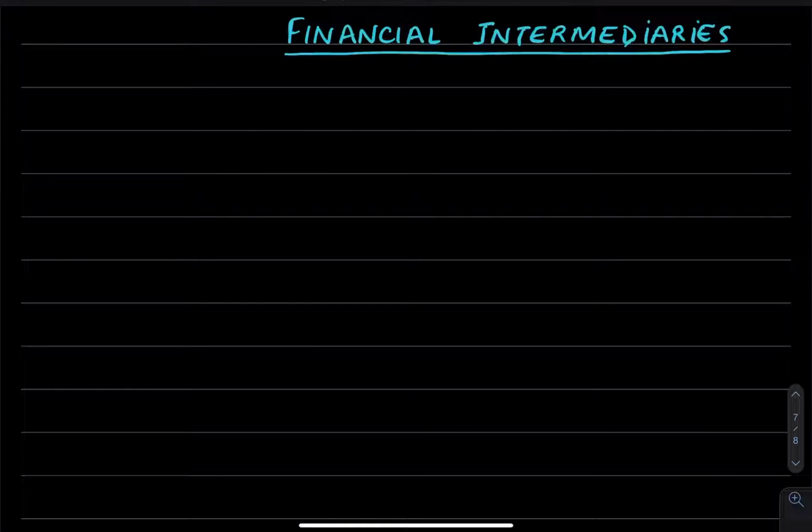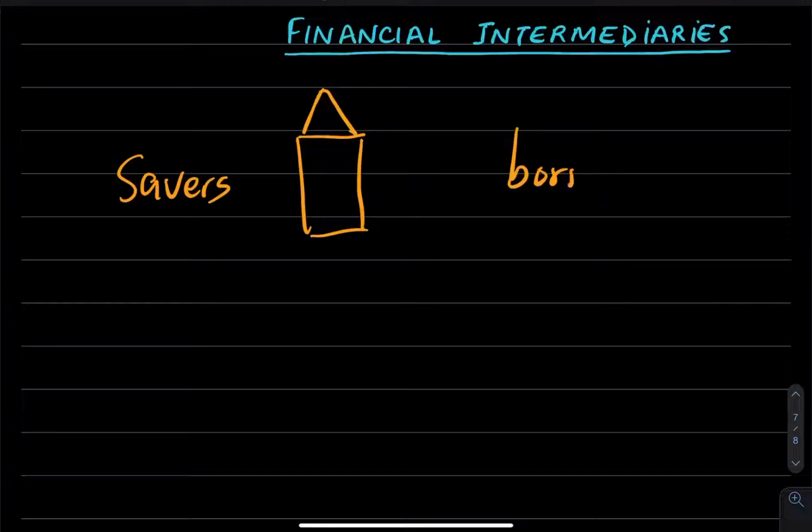So in this video, we're going to talk about financial intermediaries. Recall from earlier videos that these are the type of financial institutions through which savers can indirectly provide funds to borrowers. And the term intermediary basically alludes to the fact that you have some kind of an intermediary that stands in between savers and borrowers. So when savers and borrowers have to interact, they must go through this financial intermediary.